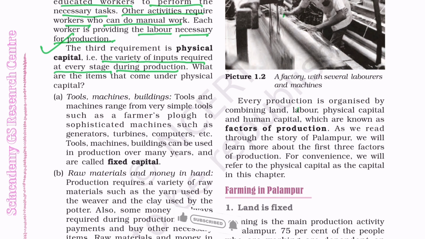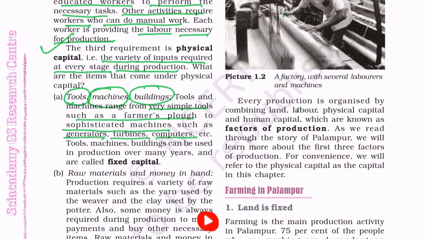A. Tools, machines, buildings. Tools and machines range from very simple tools such as a farmer's plow to sophisticated machines such as generators, turbines, computers, etc. Tools, machines, buildings can be used in production over many years and are called fixed capital.